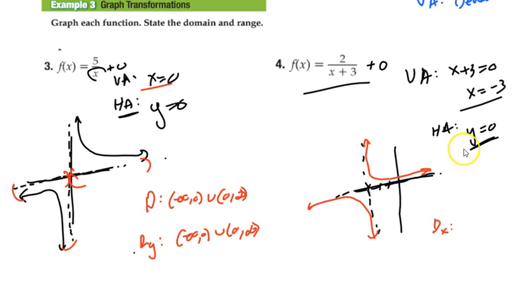Domain and range real quick. Where domain is x. Again, it should be cut up by this thing, so that lets you know where you broke up your domain. Because you go from negative infinity to negative 3, union negative 3 to infinity. And then range is broken up by the horizontal, so you can tell because it says a y in it. So negative infinity to 0, union 0 to infinity. And that's how you graph those.